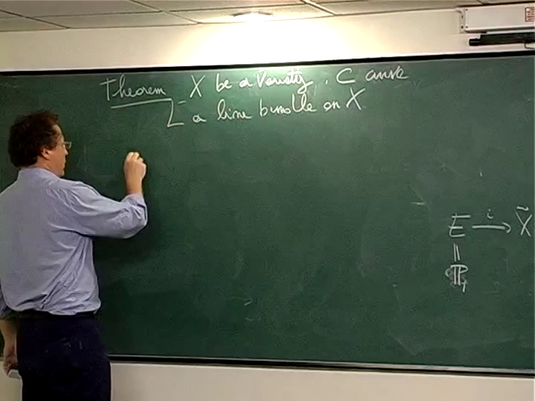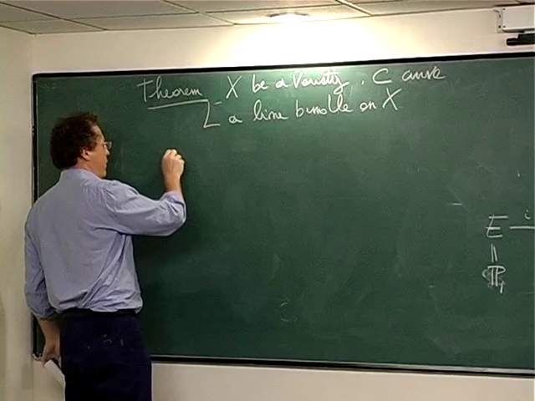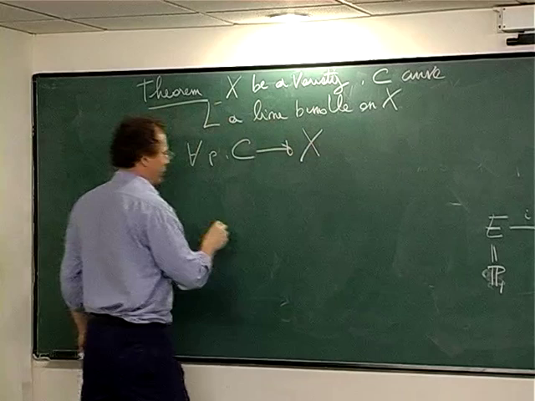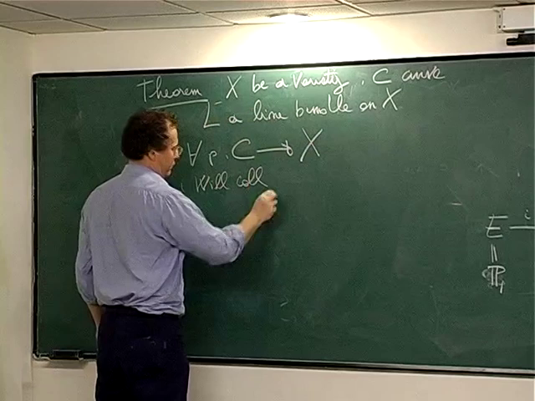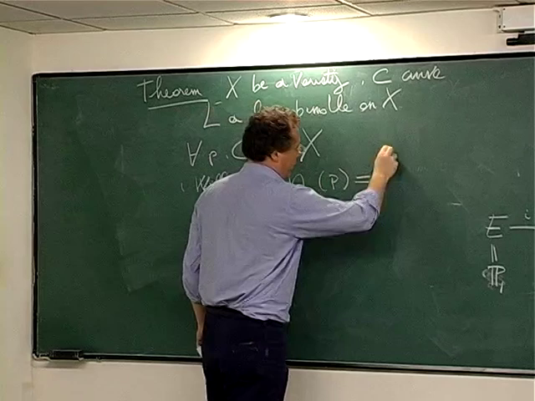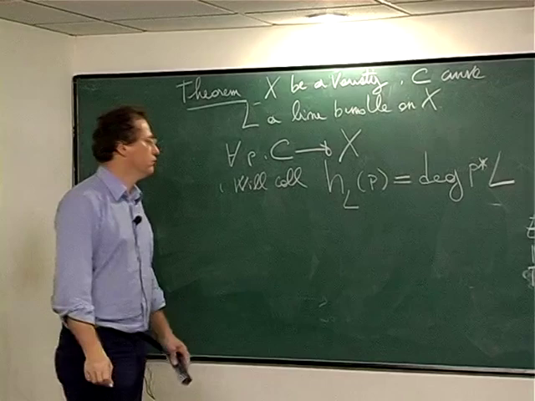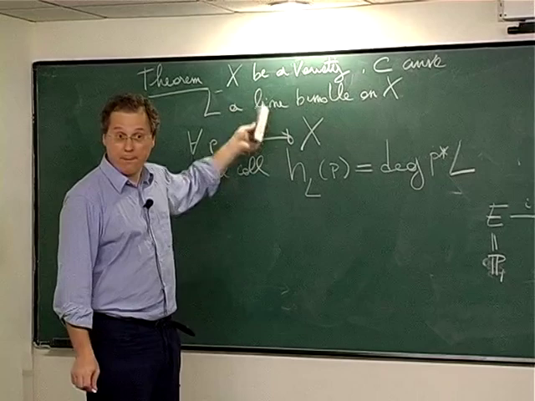Then there exists, for every map P from C to X, I will call H_L of P the degree of P upper star of L. This is a definition. Each time I have a map and a line bundle, I produce a number.